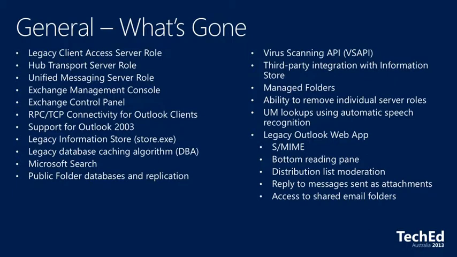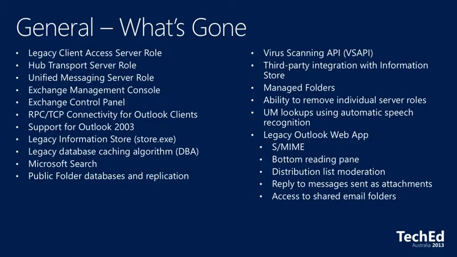I mentioned RPC over TCP connectivity for Outlook clients. Gone, no longer supported. All Outlook clients must now use Outlook Anywhere to connect to Exchange 2013, also known as RPC over HTTP. It is still MAPI traffic. It's RPC MAPI traffic. It's just encapsulated in HTTP instead of being sent over RPC TCP. Support for Outlook 2003 is gone. That should not be a surprise. We typically only support the latest client -2, so Outlook 2013, 2010, and 2007 with specific updates are needed.